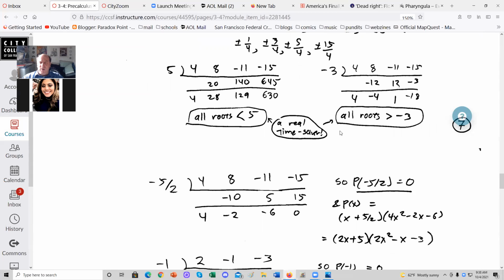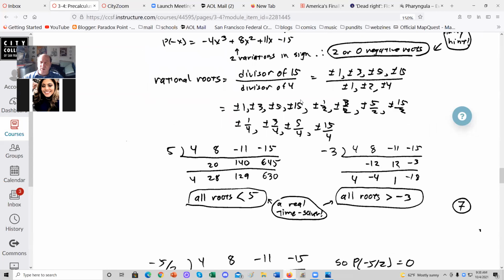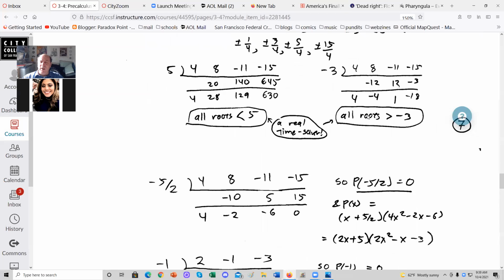Well, all right, let's try negative 5 halves. Look among these things for 5. We can throw out 15 and 15 halves. Let's try negative 5 halves. Down comes 4 times negative 5 halves is negative 10, plus 8 is negative 2, times negative 5 halves is 5, plus negative 11 is negative 6, times negative 5 halves is 15, plus negative 15. Aha, that is 0. So P at negative 5 halves is 0.